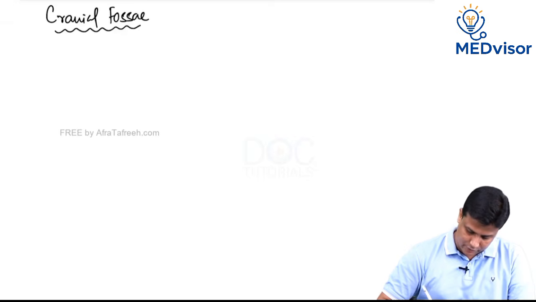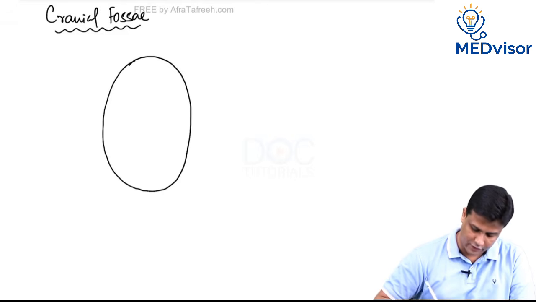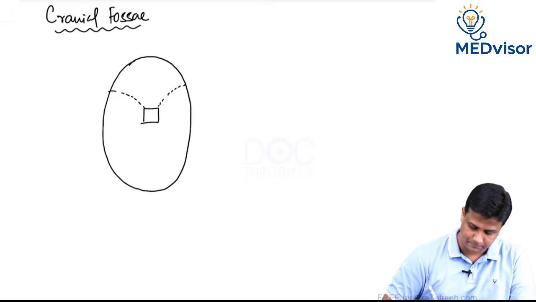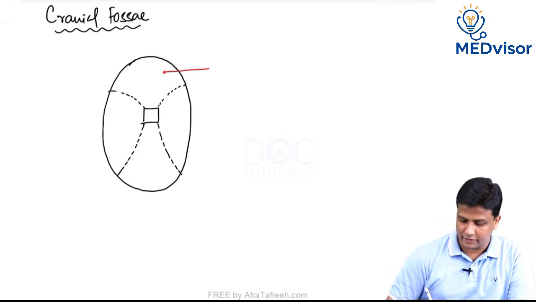Cranial fossae. Imagine this is the cranium that we are looking at from above, and this is the body of the sphenoid bone. This is the lesser wing over here, and this is the apex of the temporal bone. We have now seen that the entire cranium is divided into three cranial fossae.